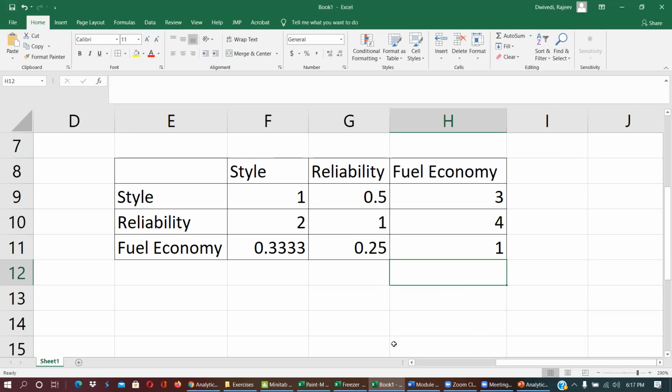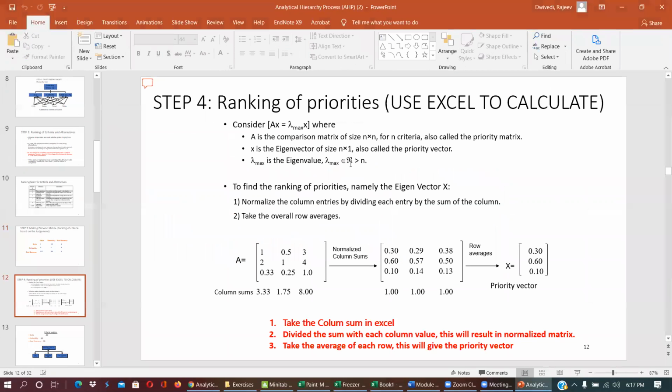If this is clear, the next step is we are going to normalize the matrix. How do we do the normalization? We are going to take the sum of each column and divide by the sum of the column. So the sum of this 1, 2, and 0.33 is 3.33. Then 1 divided by 3.33, 2 divided by 3.33, and we are going to get the normalized matrix.